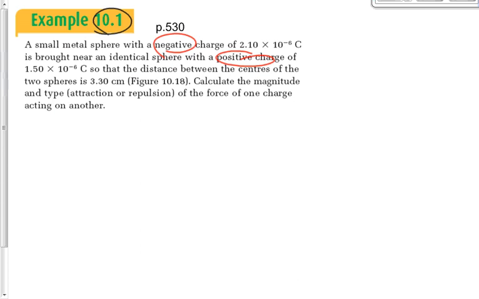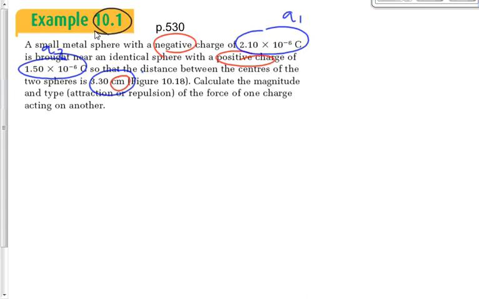The distance between the centers is 3.30 centimeters. Calculate the magnitude and the type, attractive or repulsive, of the force of one charge acting on the other. So let's write down some givens here. We'll call this Q1. We'll call this Q2. We'll call this what?